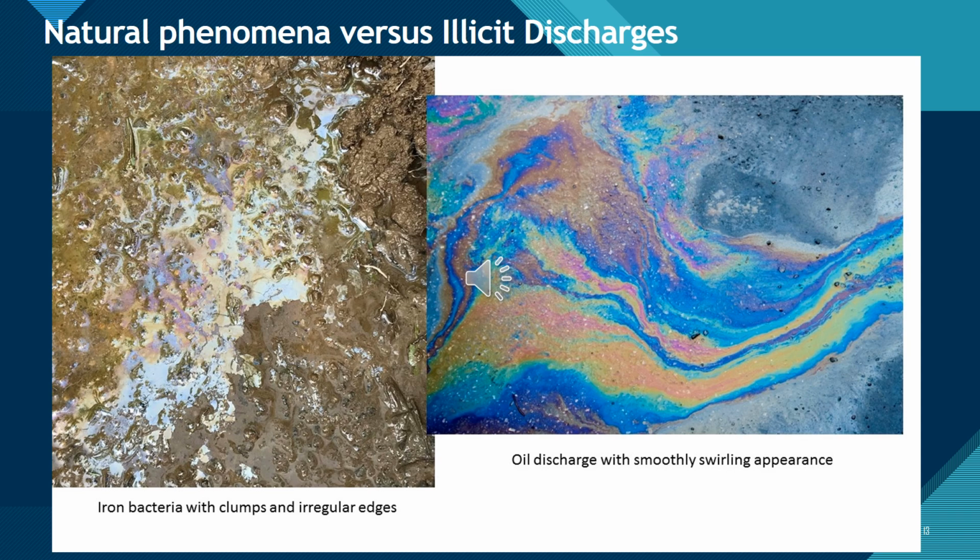So knowing the differences between natural phenomena versus illicit discharges. Here are examples. In the first picture, there's an iron bacteria with clumps and irregular edges, versus the photo next to it, which shows an oil discharge with smoothly swirling appearances.